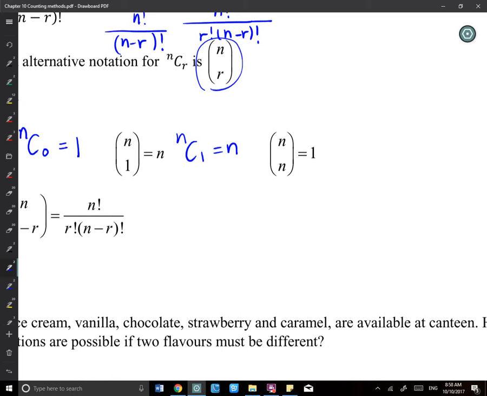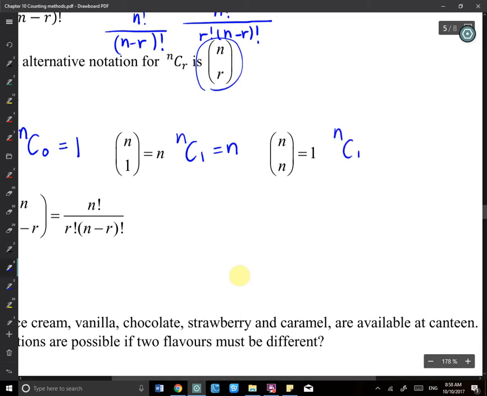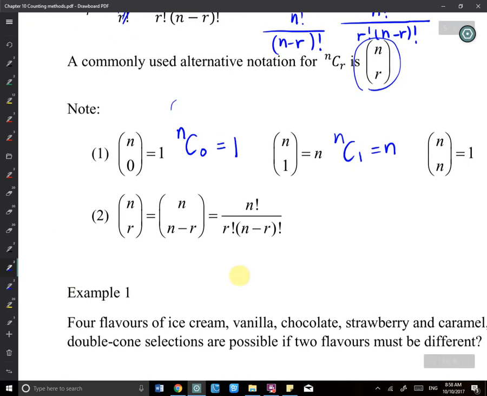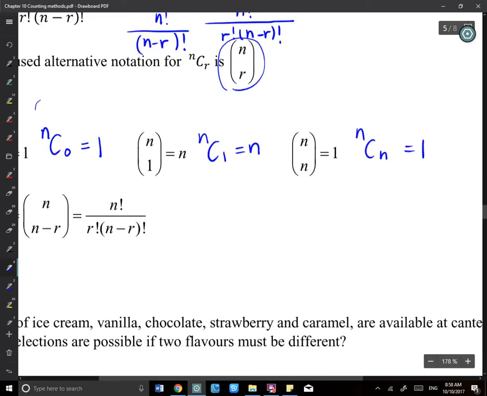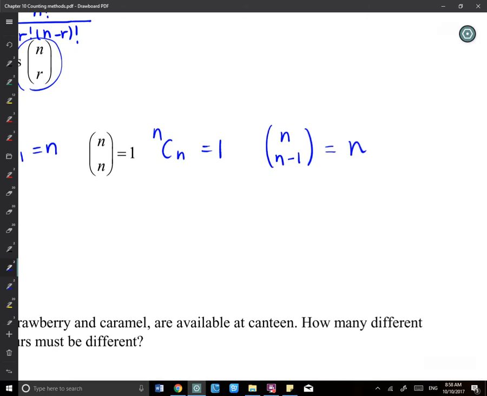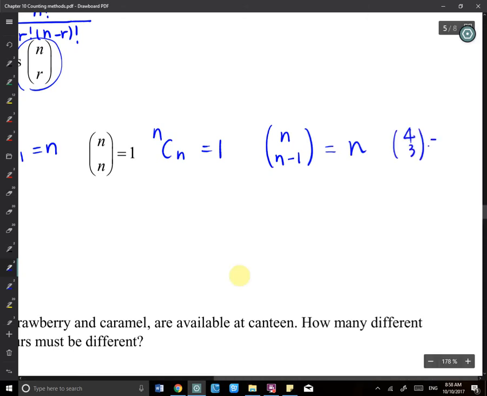And there's another one, nCn, that equals 1. Well, that's easy to understand. I want to select n things from n things. How many ways can I do it? Select all of them as a whole. So that's only one way to do it. And the last one, I forgot to write it here: nC(n minus 1) equals n. So for example, 4C3 equals 4.